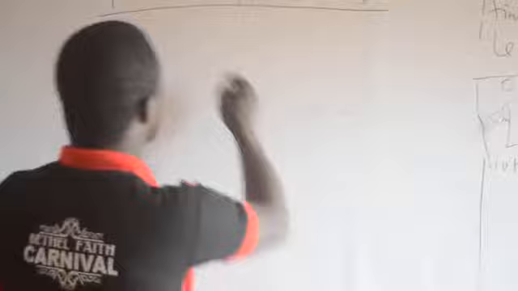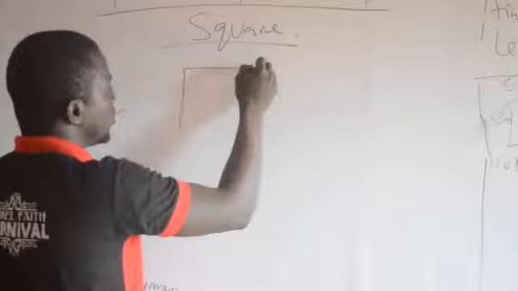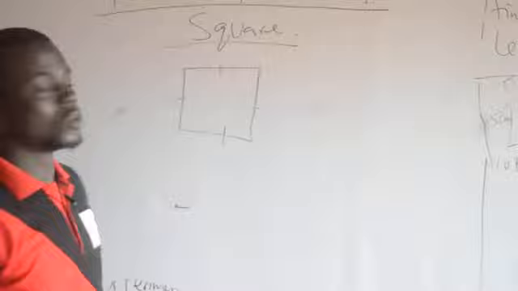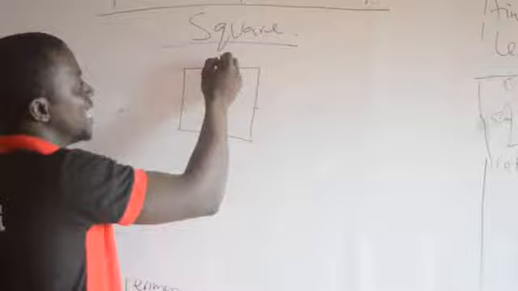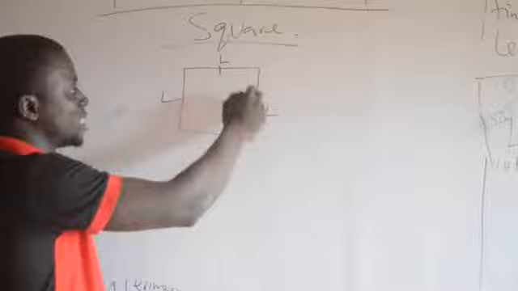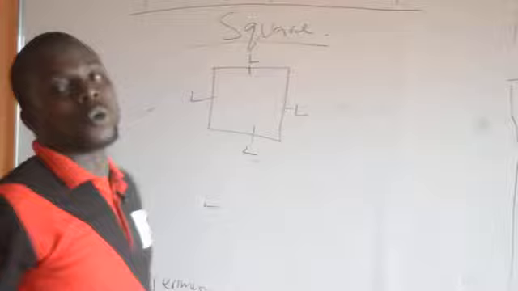So let me draw my square. This is a square. All the sides of the square are equal. So if I use length throughout, this length is equal to this length, because I'm using the same length to represent that the sides are equal. I have to find the perimeter of a square: sum up all the lengths together, as we did in the rectangle.